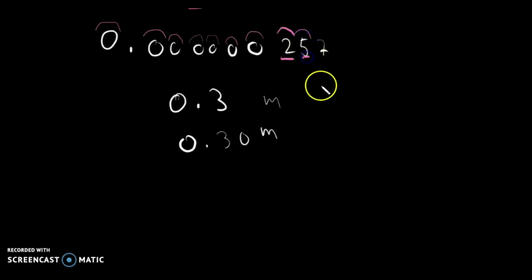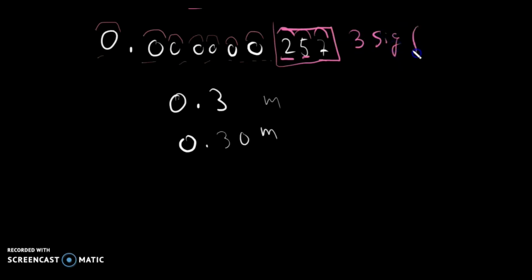Then the next one is also giving me information. That counts as a significant figure as well. And this 7 is the last one that is giving us information, right? So in this case, despite having many digits, the only ones that are giving us information here are those 3. So we have 3 significant figures.